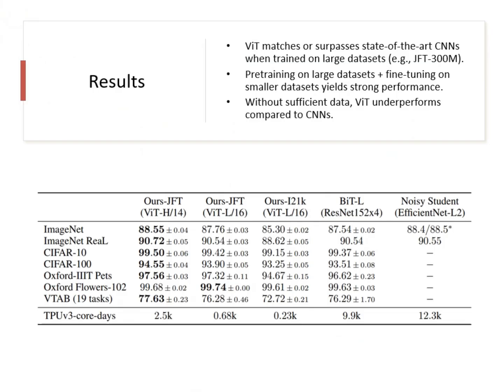And taking a brief look at the results from the transformer model, the Vision Transformer matches or surpasses state-of-the-art CNNs when trained on large datasets, for example the JFT with 300 million images. And the winning formula is pre-training on large datasets and then fine-tuning on smaller datasets to yield stronger performance. However, without sufficient data, ViT models usually underperform compared to CNNs.